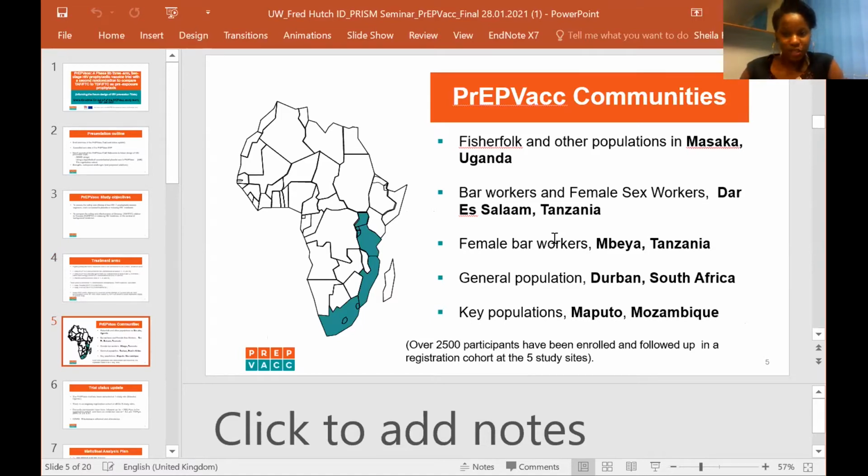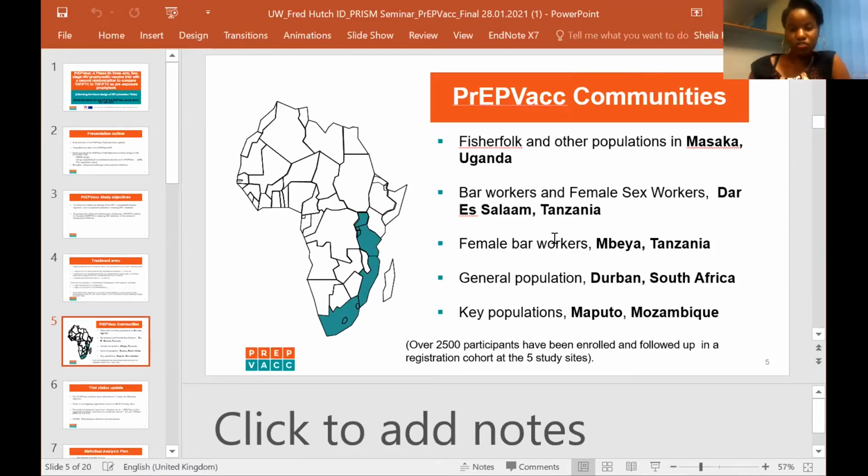For the PrEPVacc communities, we have fisherfolk and other populations in Masaka, Uganda. We have bar workers and female sex workers in Dar es Salaam, Tanzania. We intend to include female bar workers in Mbeya, Tanzania, a general population group in Durban, South Africa, and key populations in Maputo, Mozambique. So those are the planned groups to include in the PrEPVacc trial.